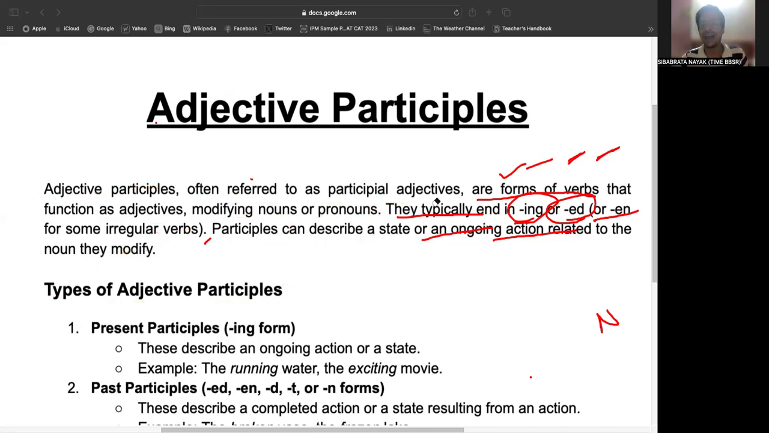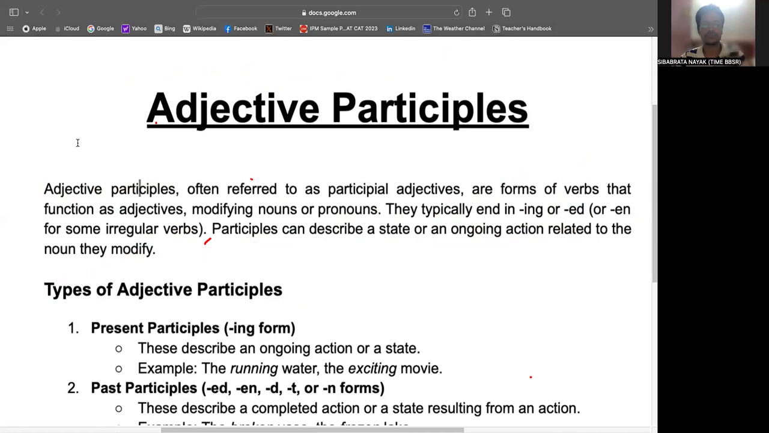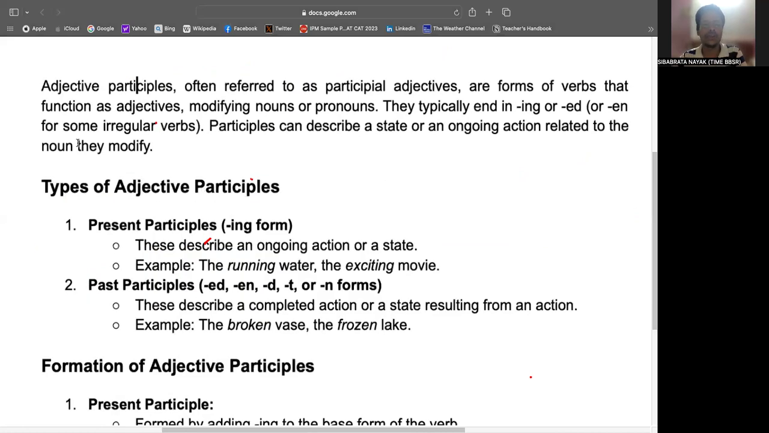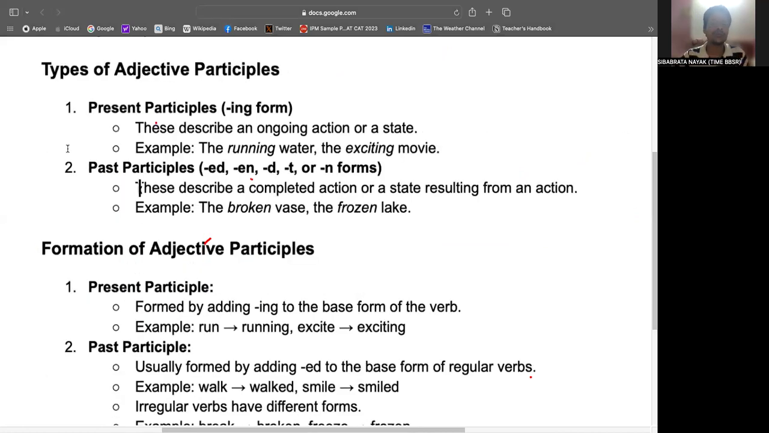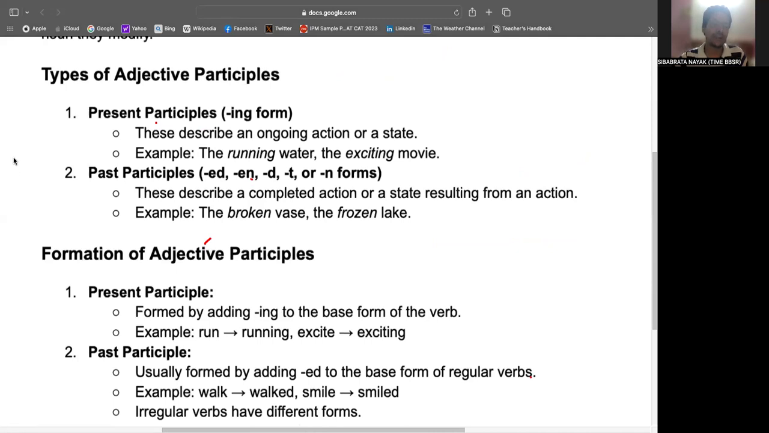a verb with ing form, and another one is called a verb with ed or en form, right? That is known as another participle form, right? So let's look into it. Here you would find the types of adjective participle. When we talk about types of adjective participle, the first one is called a present participle, which is known as the ing form.